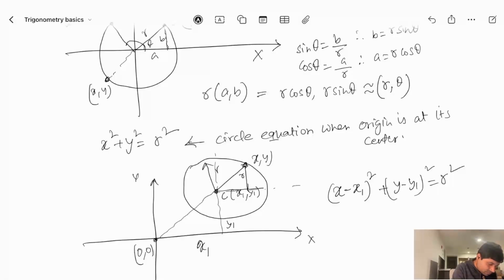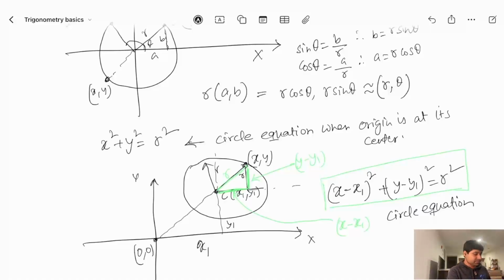Because if you see here, at any instance there is a point (x, y) on the circle, and what is the base here? Actually, I should use a different color for better understanding. So what is the base? The base is this one, which is x minus x1, and what is the height? Height is this one, which is y minus y1. That eventually says I have r, right? So it is again coming to the same formula. So if the circle's center is shifted to some other location, the equation changes a little bit, but at the very end it is the same circle equation.